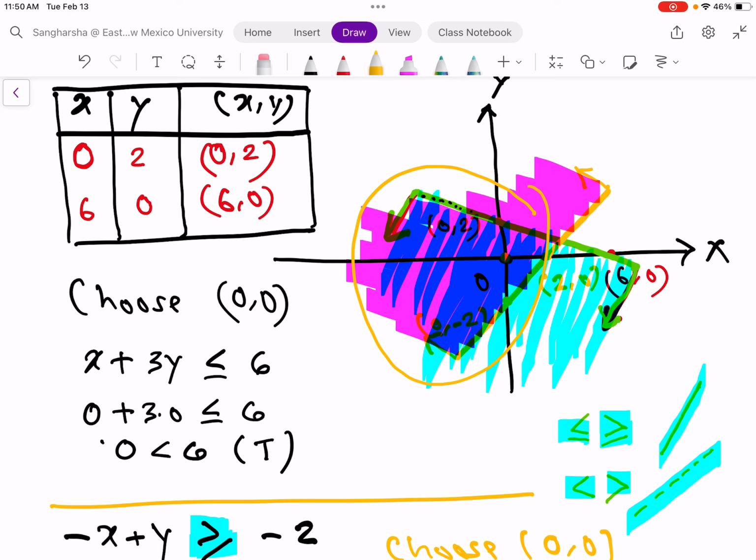So this is how we can solve a system of linear inequalities. We'll do some examples in our next class as well. So let's do this much for today. And if you have any questions, I'll be here.